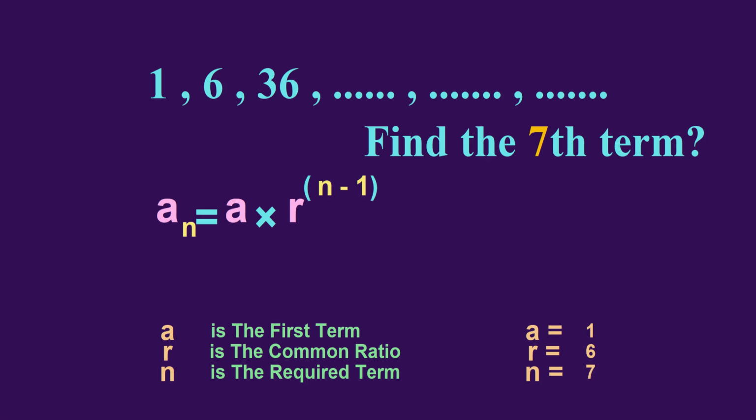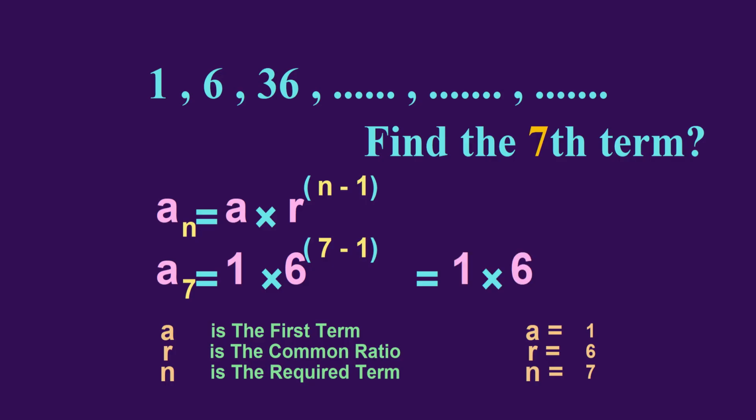Substituting a, r and n into the equation, we find that a_7 equals 1 times 6 to the power 7 minus 1, which equals 1 times 6 to the power 6, which equals 46,656. And this is the solution by using the formula method.